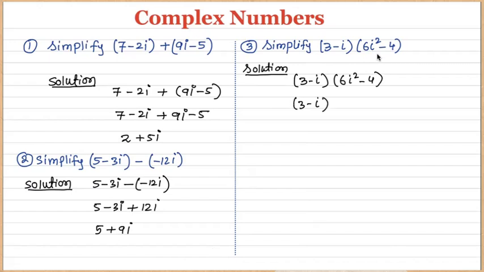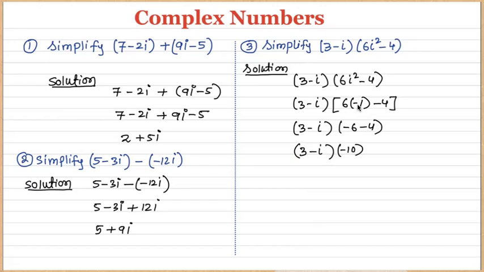3 minus i multiplied by 6 times i squared, and i squared is a negative 1. If we know the value, we can just write it down. I squared is a negative 1, then we have minus 4. So what I'm getting is 3 minus i times 6 times negative 1, that's a negative 6, and then minus 4. So we get 3 minus i multiplied with negative 10. Negative 6 and negative 4 will make a total of negative 10.